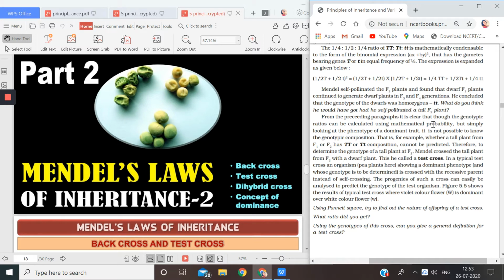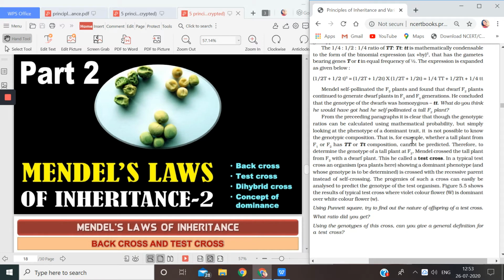I'm asking here, just by looking at the phenotype that three of them are tall, can you tell me particularly whether all three are homozygous tall, or they are heterozygous tall, or one is homozygous and the other are heterozygous? Can you tell me that just by looking at the phenotypic ratio? No, we cannot. So the answer to this is we cannot. It is not possible to know the genotypic composition.